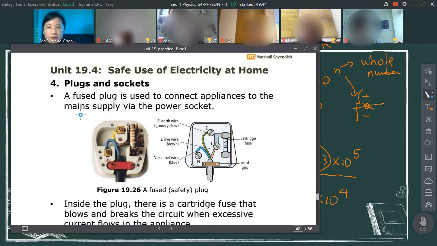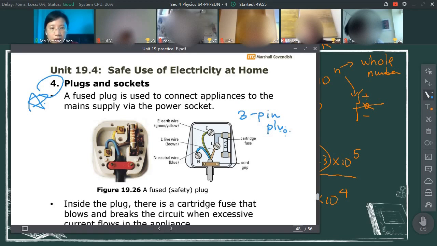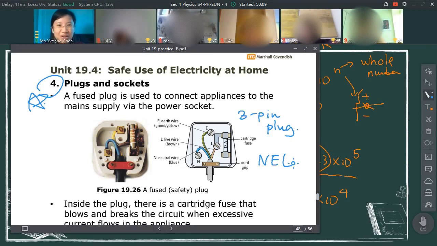Okay, so this part is very, very important. This is actually about a fused plug. This is a 3-pin plug. You need to know that different colors of the wire have different functions. So how do you remember NEL? You remember Northeast Line, Singapore MRT Line, Northeast Line. North is N, neutral, blue color.